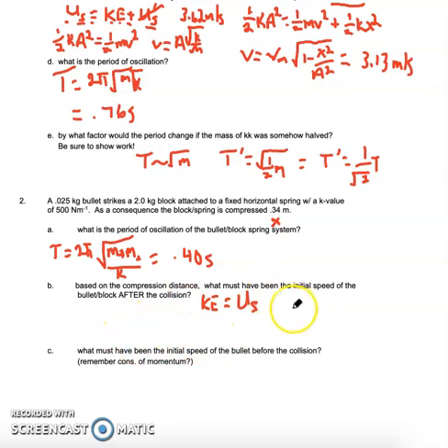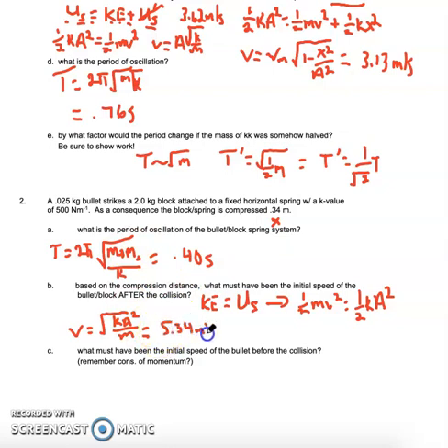So if I put in the equations, of course, 1/2 mv squared equals 1/2 k A squared, because that's the maximum compression distance. You put x squared, that's fine. And I solve for v. I get the square root of k A squared all over m. And the m is the sum of both masses because this is after the collision. So put in the numbers and we get 5.34 meters per second.